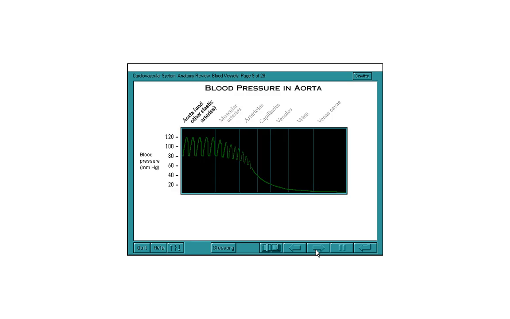The graph shows blood pressure in various blood vessels of the systemic circulation. Note that the aorta experiences the widest variation in pressure of any vessel type.